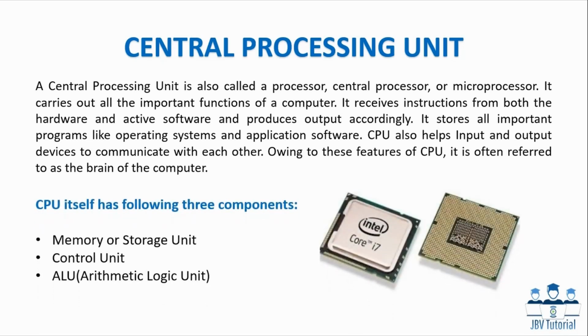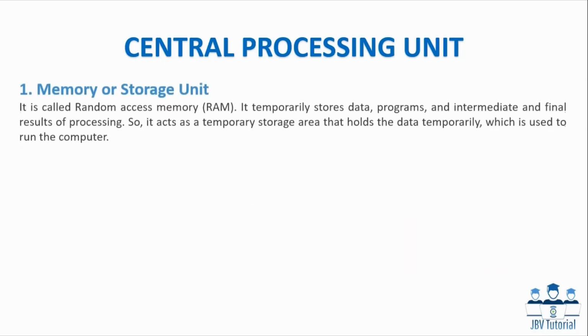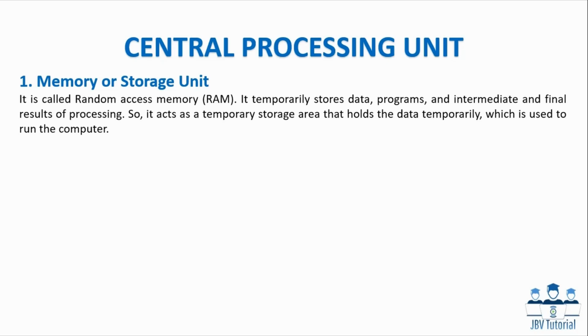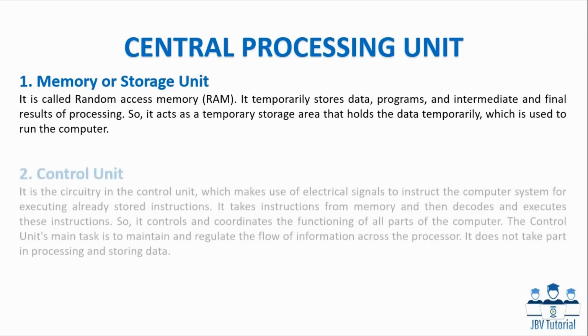The CPU itself has the following three components. Memory or storage unit. It is called Random Access Memory (RAM). It temporarily stores data, programs, and intermediate and final results of processing. So, it acts as a temporary storage area that holds the data temporarily, which is used to run the computer.